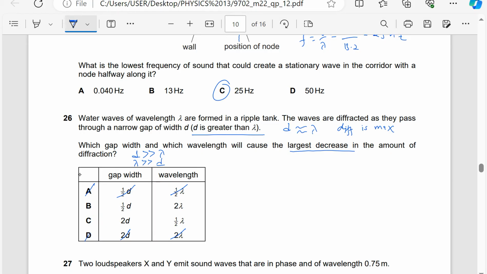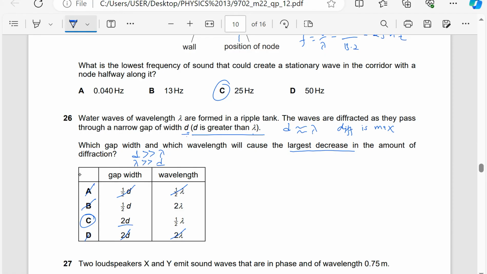Then let's check B. If I reduce D, remember D was already greater than lambda. If I reduce it, that is fine. I'm bringing it close to lambda. But again, I'm doubling lambda. So that means I'm making lambda bigger and I'm reducing D. When I make D smaller and increase lambda, I'm trying to make the wavelength very close to the size of the gap, which will make diffraction maximum. So B is out.